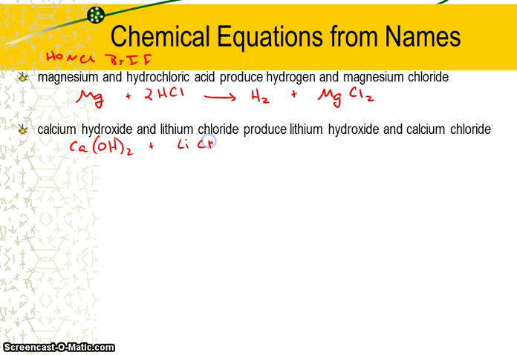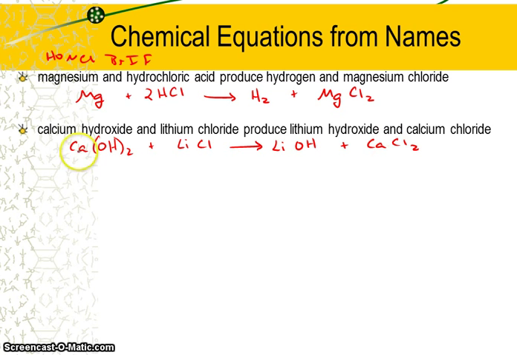Lithium chloride. The periodic table tells us that lithium is a +1 and chloride is a -1. We're going to produce lithium hydroxide. Lithium is a +1, hydroxide is a -1, and calcium chloride, +2, -1.